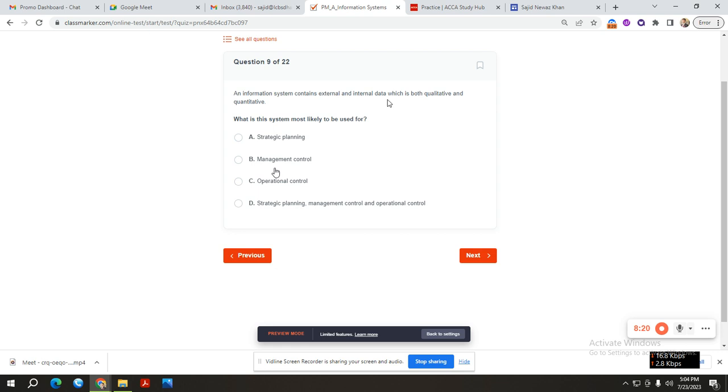And information: external and internal data which is both qualitative and quantitative. So the information where we gather both external and internal, that's basically what we're looking for. If you remember, external and internal combined is used most in strategic. In operational we rely absolutely on internal information. Management mostly internal information. So since operational is out, these two are out. Strategic we most definitely use. So this definitely is going to be the correct answer.